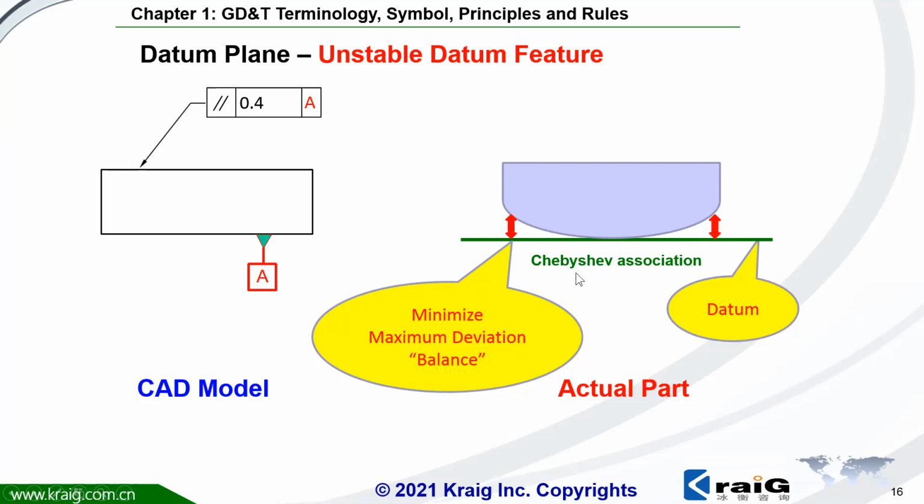Sometimes we call this Chebyshev association. Chebyshev means to minimize the maximum deviation from the datum feature to the tangent plane. From this method, you can find a unique datum.